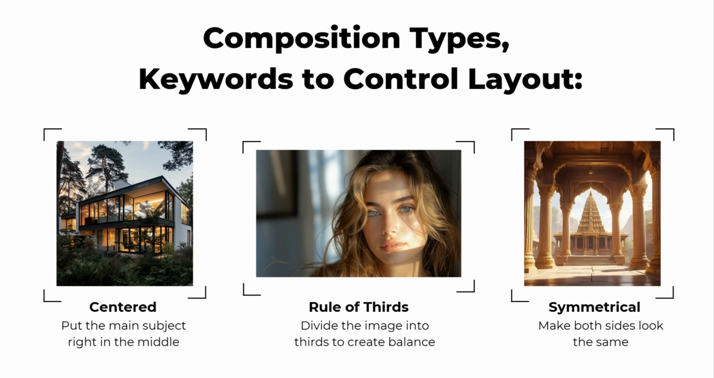We can use these keywords. The first keyword is centered, and it puts the main subject right in the middle. For example, a modern house, centered composition. The next one is rule of thirds. It divides the image into thirds to create balance. For example, a portrait of a girl, rule of thirds. Symmetrical. It makes both sides look the same. For example, a temple, symmetrical layout.